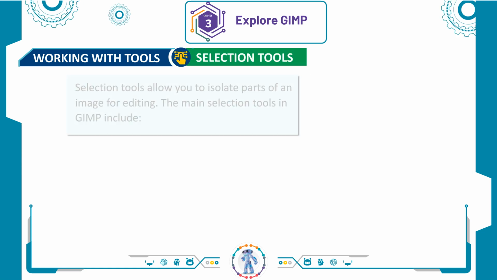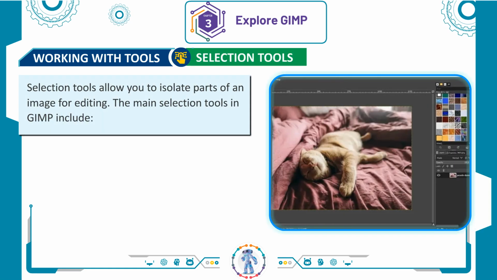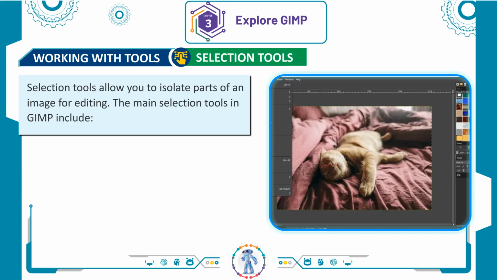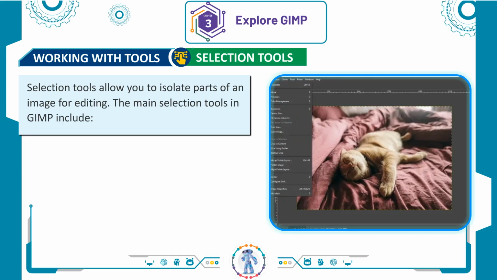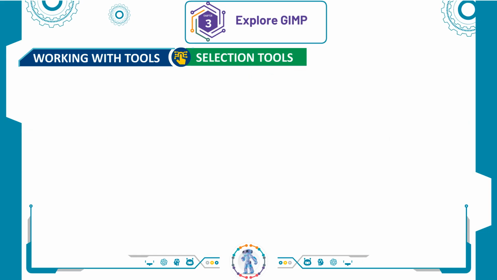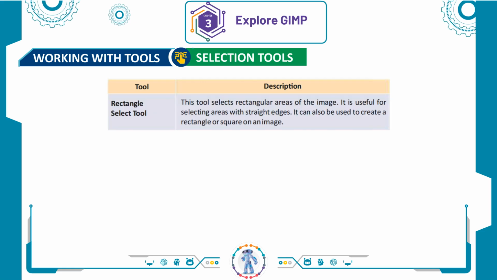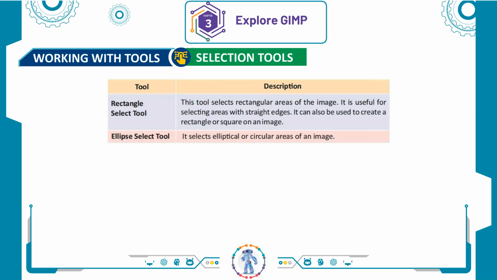Selection tools. Selection tools allow you to isolate parts of an image for editing. The main selection tools in GIMP include Tool, Description, Rectangle Select Tool. This tool selects rectangular areas of the image. It is useful for selecting areas with straight edges. It can also be used to create a rectangle or square on an image. Ellipse Select Tool. It selects elliptical or circular areas of an image.